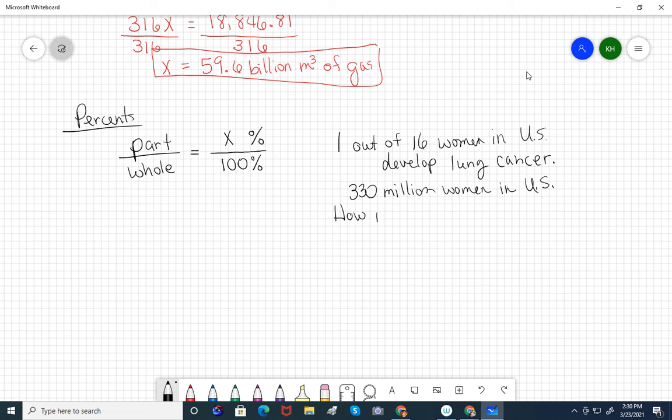How many get lung cancer, and what percent get lung cancer?